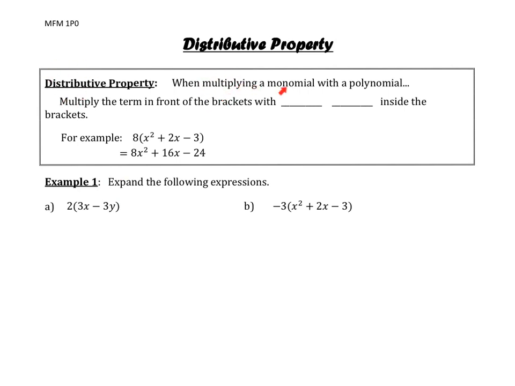We're going to multiply a monomial, so remember a polynomial with one term, by some other polynomial, usually always in brackets. Okay, and what we do is we multiply the term in front of the brackets with the terms inside the brackets. Okay, so in terms of the blanks here for the definition, we multiply the term in front of the brackets, the monomial, with the terms inside the brackets.